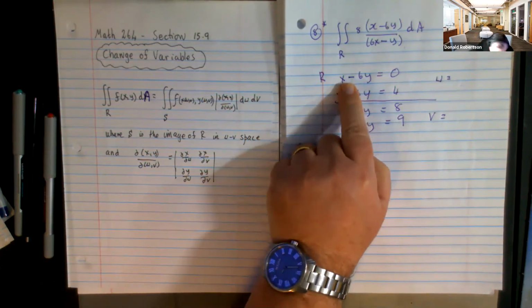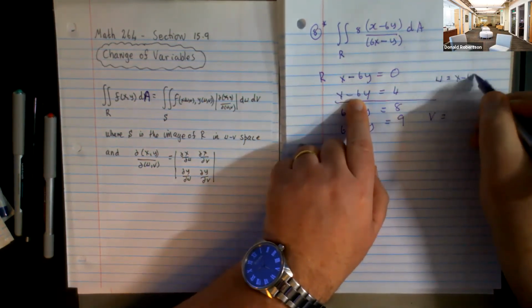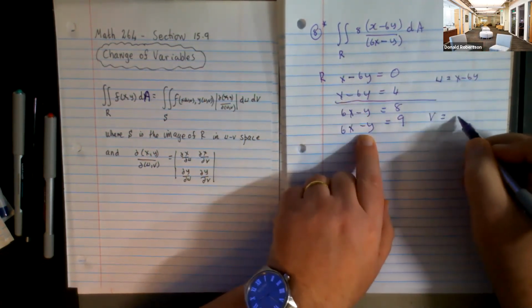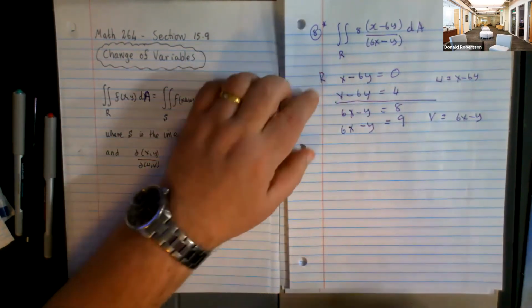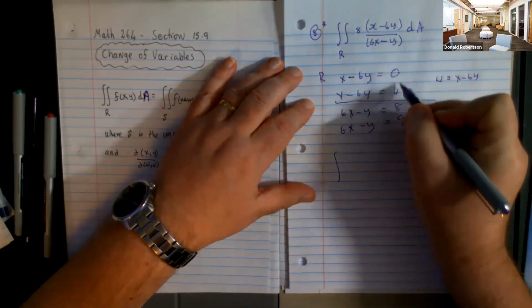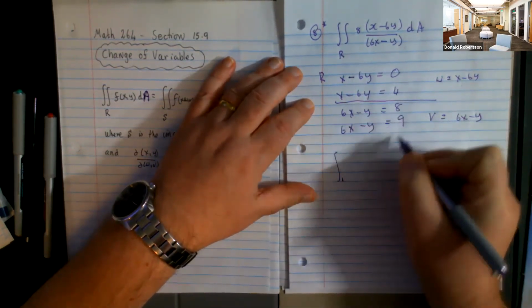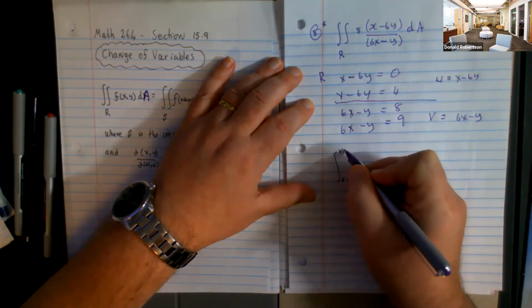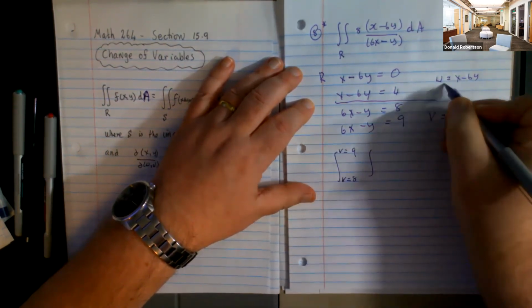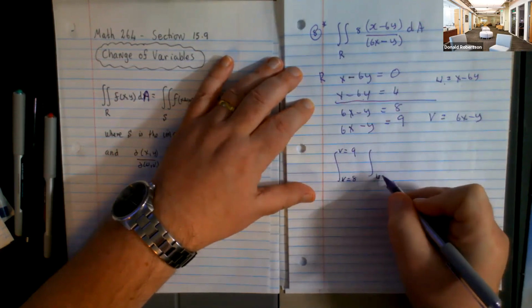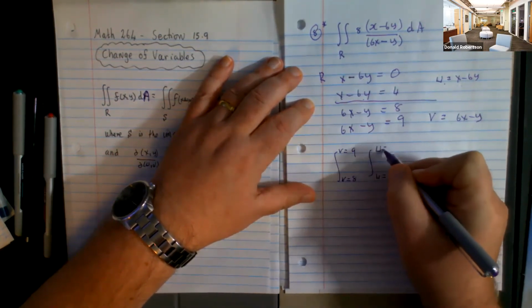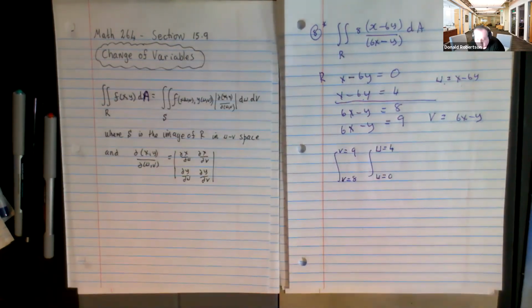If you make u = x take away 6y, and you make v = 6x take away y, won't this turn into a u from 0 to 4 and a v from 8 to 9? So if you're thinking, why did I pick these two? I picked them because of the boundary of R. Are you comfortable about how you can use that clue to choose your substitutions?